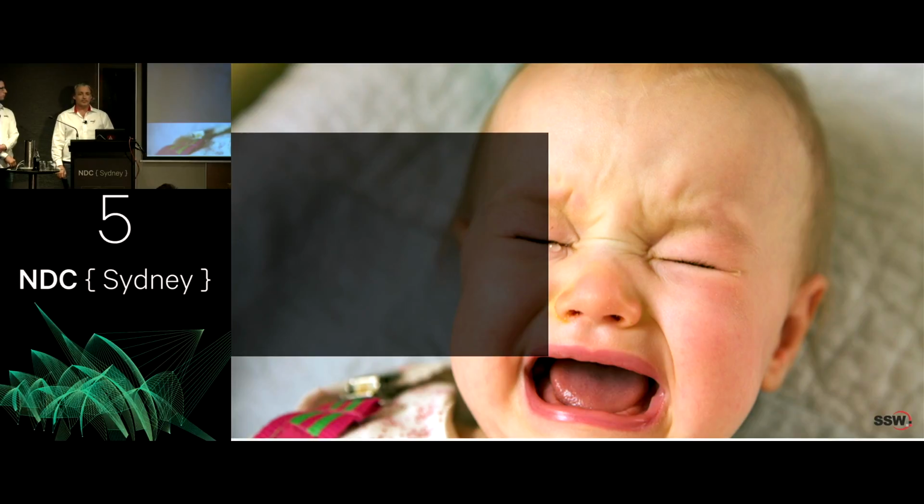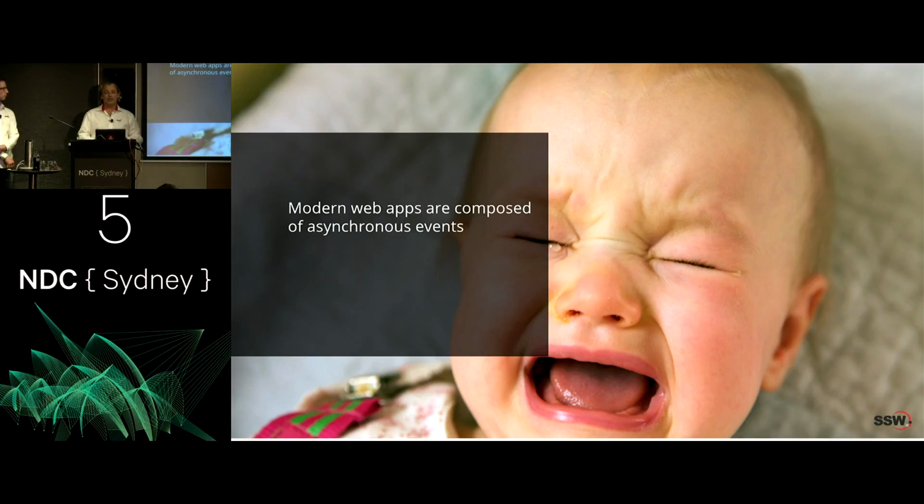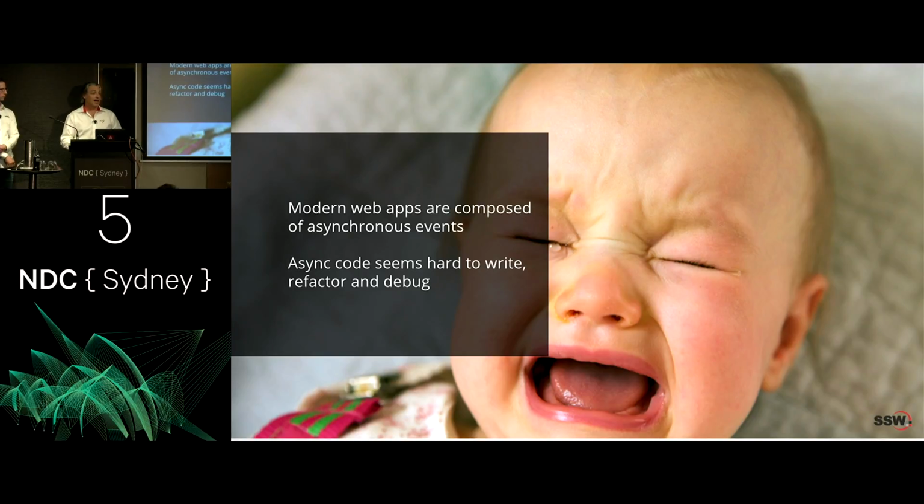Feels a bit like this. And why is that? Like, why is it such a big deal? Well, modern web apps are composed of asynchronous events, and async code can be hard to write, hard to refactor, and hard to debug. We deal with race conditions. Exception handling is hard. There's all sorts of things that go wrong when we're writing async code.